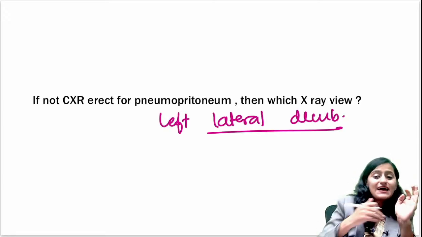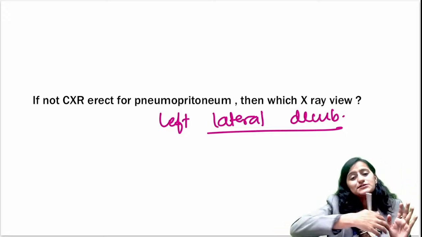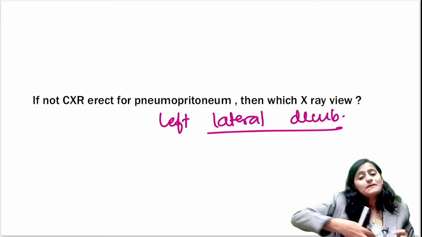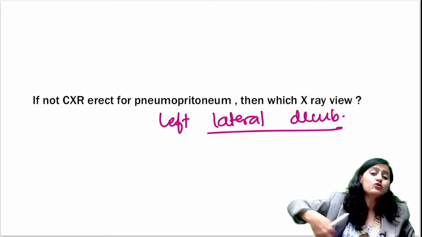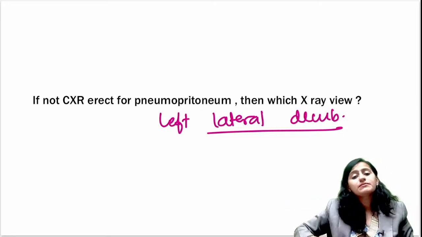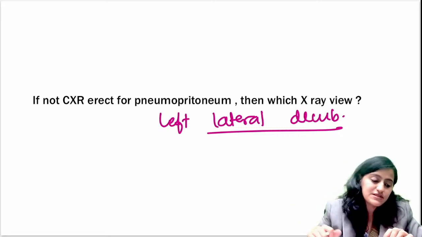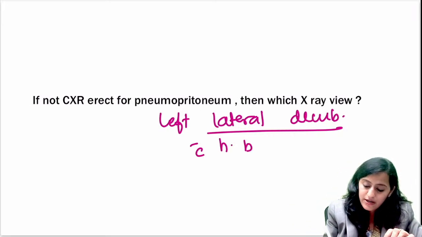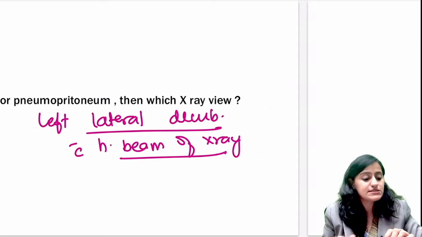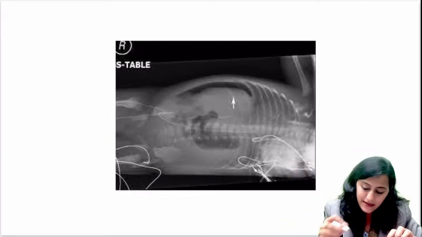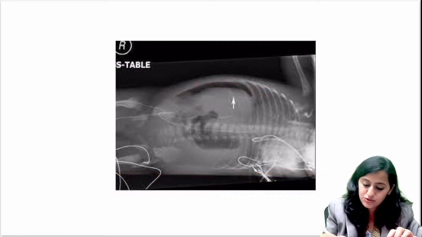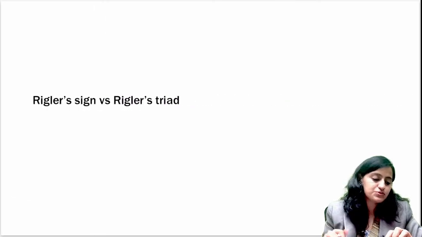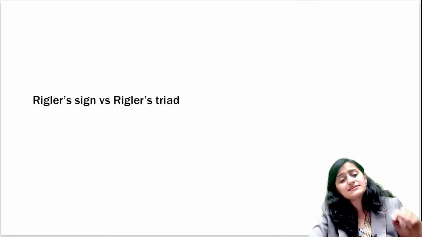Left lateral decubitus is what you will do so that the air goes on the right side. Plus, if there is any air in the lesser sac, through the foramen of Winslow, it will go to the right side. Remember, it is left lateral decubitus done with a horizontal beam of X-ray. Look at this one. This is left side down and you are seeing this black air rising onto the right side. This is pneumoperitoneum.